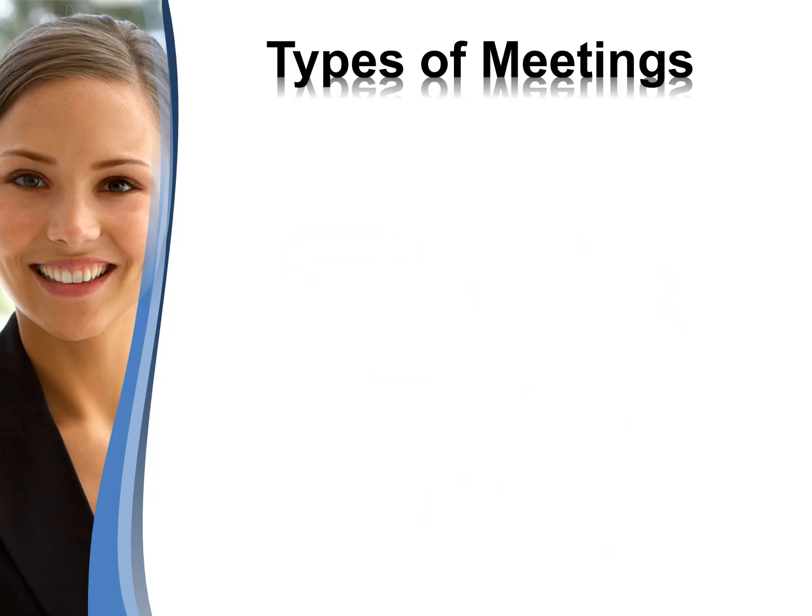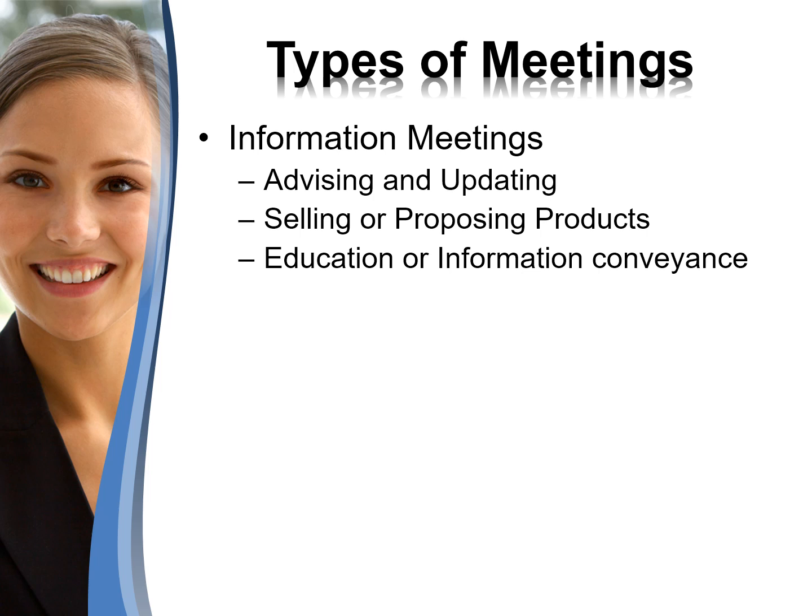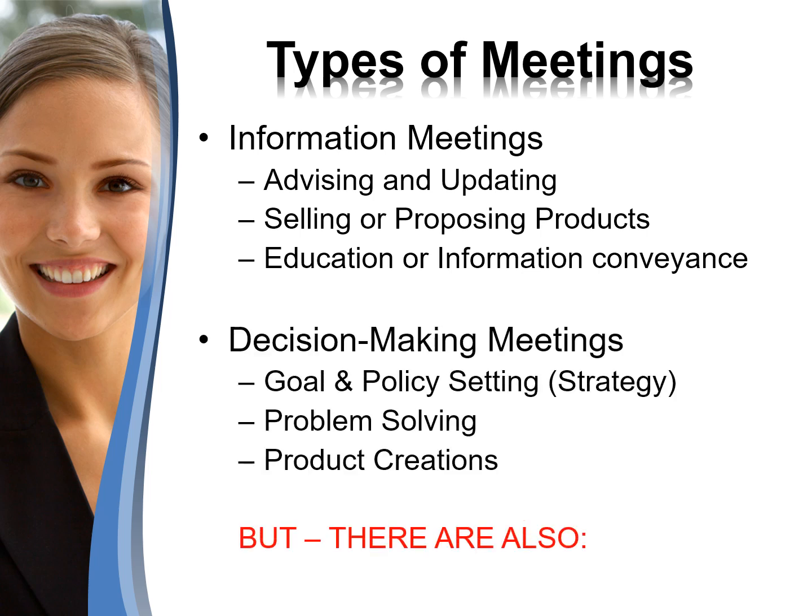The various types of meetings are information meetings, which are advising and updating, selling or proposing new products or services. They could be an educational or information conveyance meeting. They could be a decision-making meeting, such as goal and policy setting for strategy, a problem-solving meeting, or maybe a product or new service creation meeting.